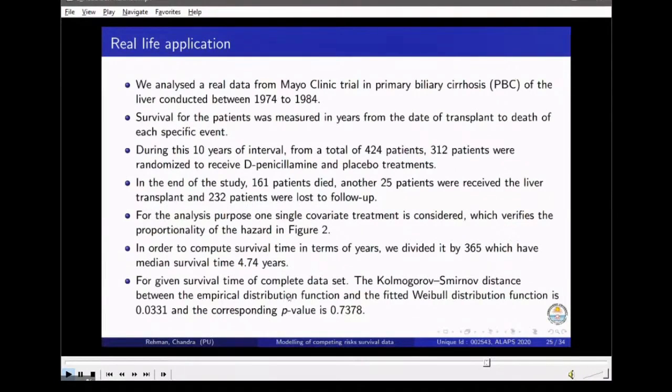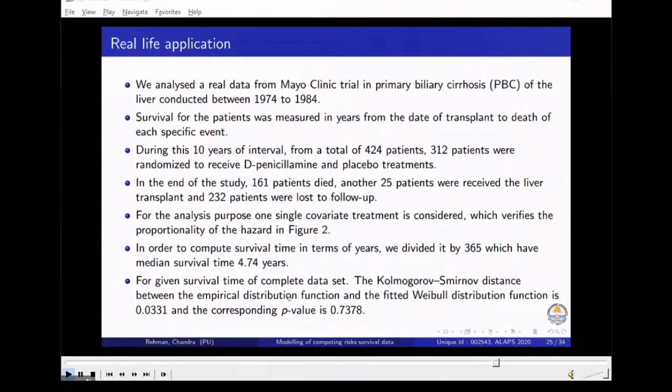Real life application. We analyzed liver transplant data from between 1974 and 1984. In this 10-year study period, a total of 424 patients were enrolled in the study, in which 312 patients were randomized to receive D-penicillamine or placebo treatment. At the end of the study, 161 patients died, another 25 patients received a liver transplant, and 232 patients were lost to follow-up. For the analysis, a single covariate, treatment, is considered, which verifies the proportionality of the hazard in figure 2.